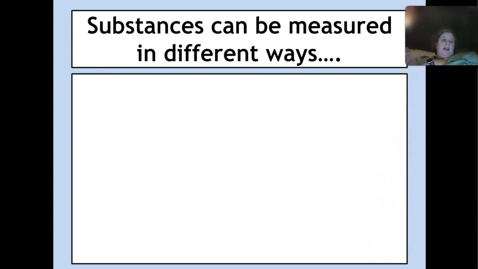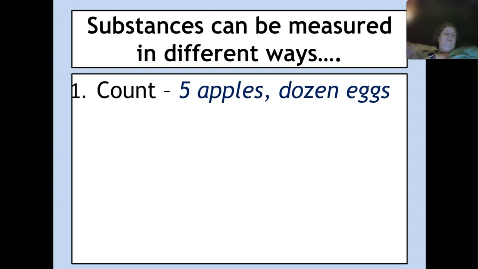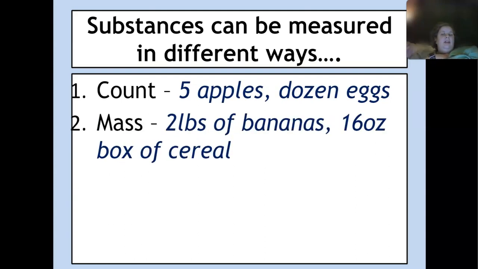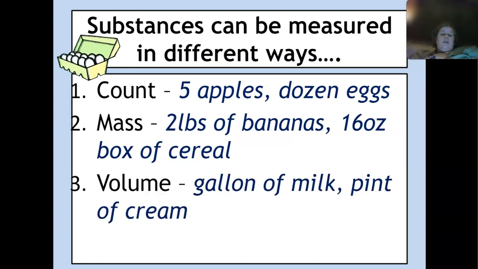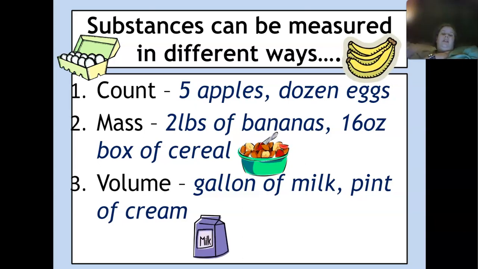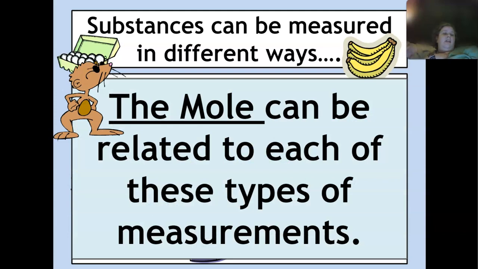There are substances everywhere, and you measure them all the time in different ways. You count them, like you have 5 apples or a dozen eggs, or you weigh them by their mass, like 2 pounds of bananas or a 16-ounce box of cereal, or you use the volume, like a gallon of milk, a pint of ice cream, things like that. The mole, however, can be related to each of these types of measurements.